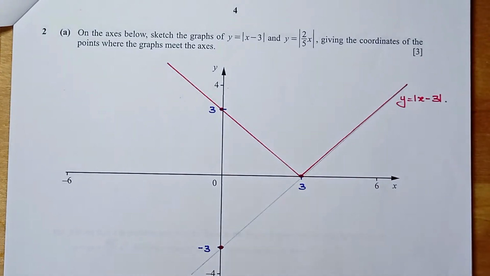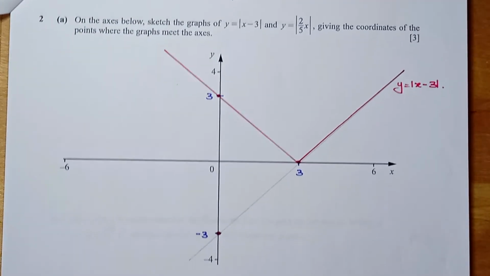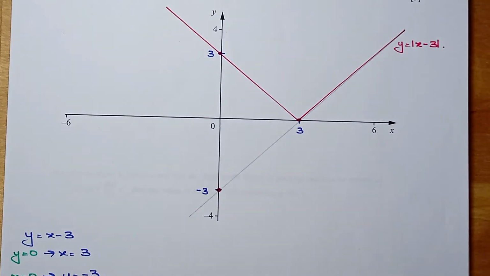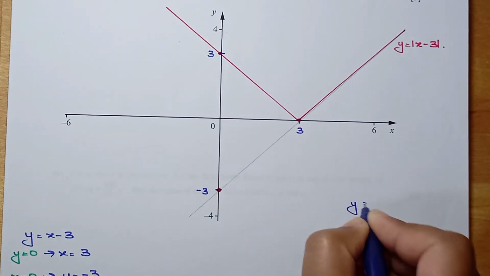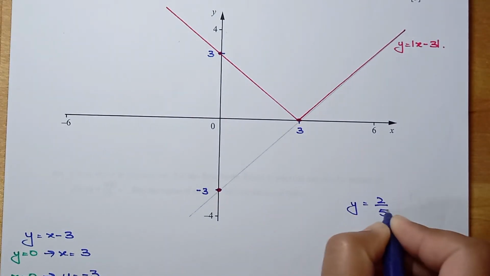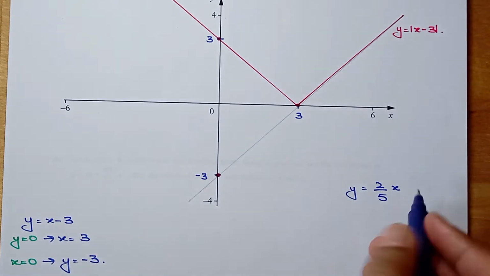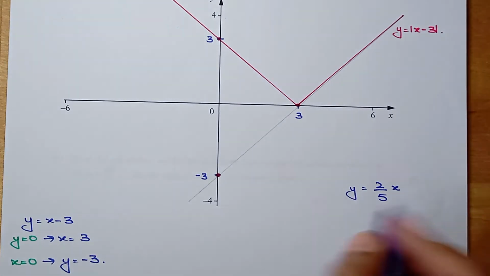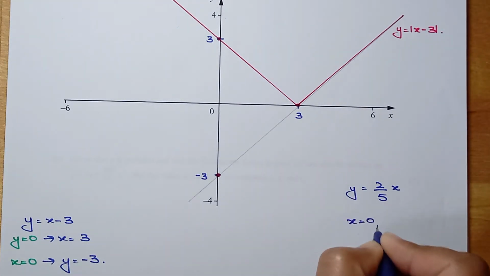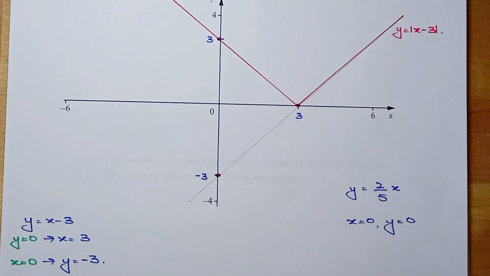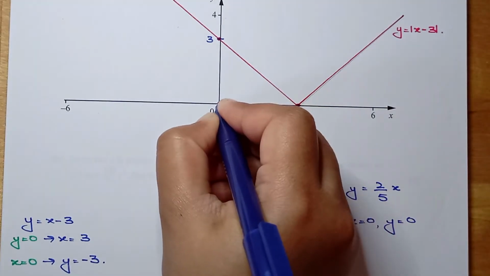Right. Now we need to follow the same steps for the second one, by ignoring the modulus and finding the x and y intercepts. So for the second one we have y equals 2 by 5x. Right. If we put x equals 0, y is 0, and when y equals 0, x equals 0. So we just got one point, that is 0, 0.